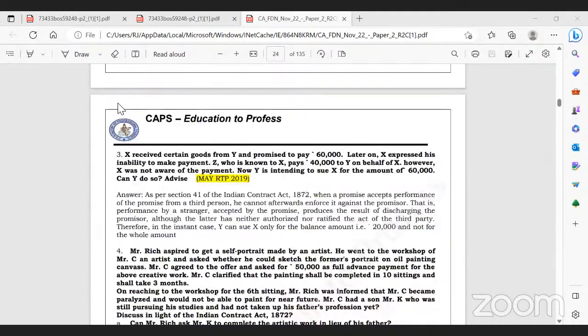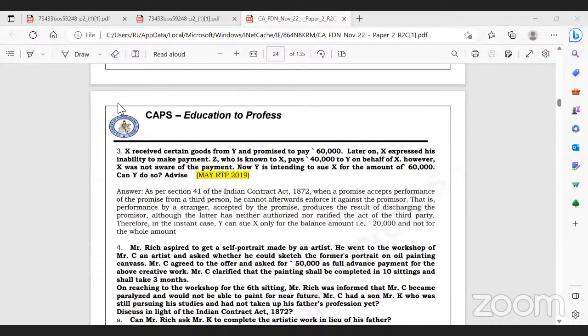Leave all this. Then X received certain goods from Y and promised to pay 60,000. Later on, X expressed his inability to make payment. Z, who is known to X, pays 40,000 to Y on behalf of X. However, X was not aware of this payment. Now Y is intending to sue X for the amount of 60,000. Can Y do so?